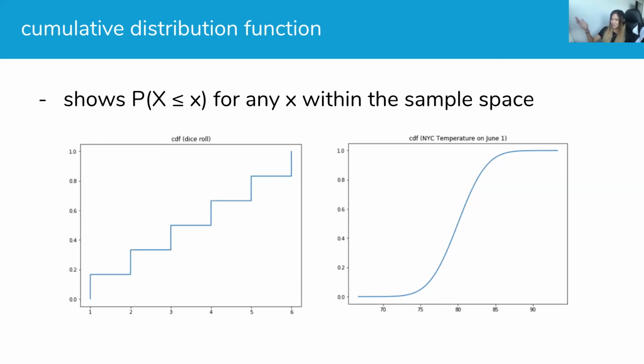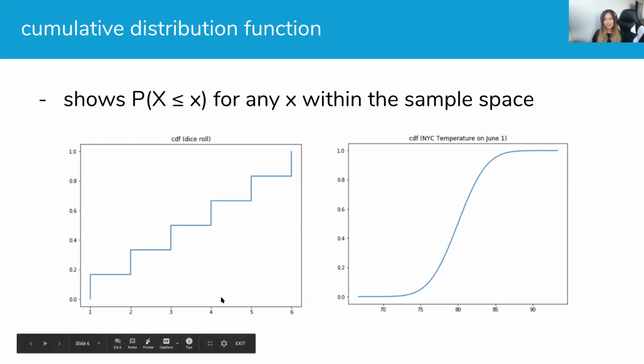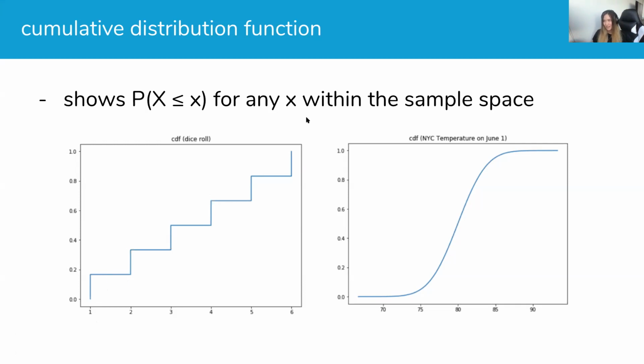This is the CDF of a dice roll. The probability of each outcome of a dice roll is roughly 0.18, and so you can see here that at each step, it goes up 0.18. This mathematical notation shows the probability of your random variable, big X, being less than or equal to a certain number, small x.